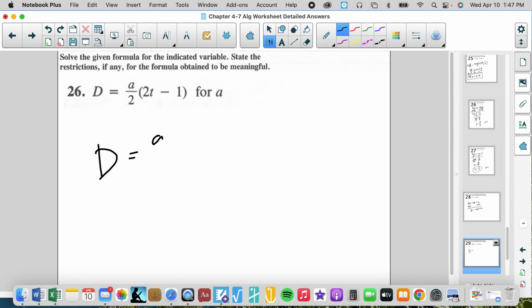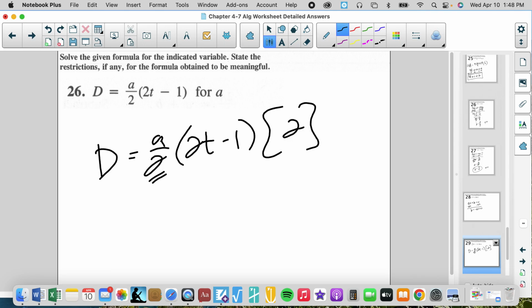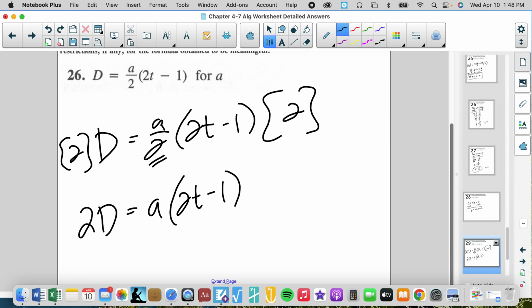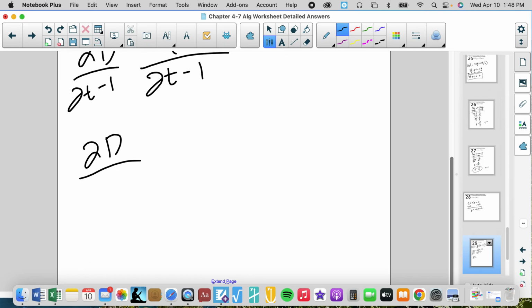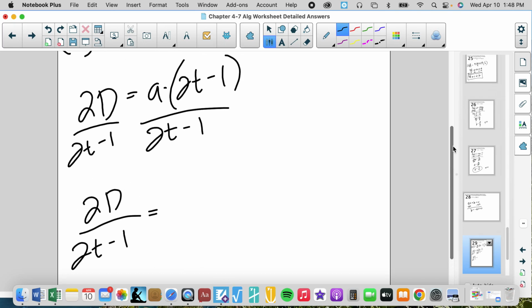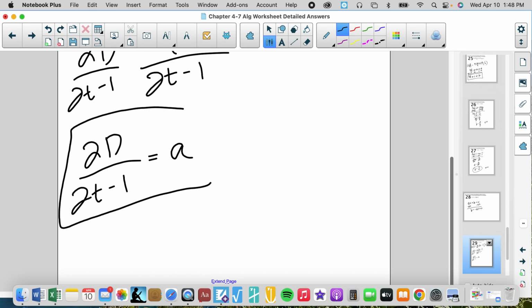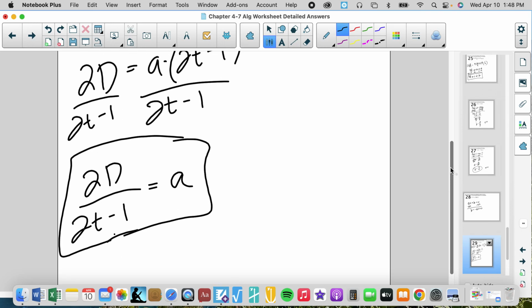Okay, d equals a over 2 times the quantity 2t minus 1. We're not going to distribute. We're going to isolate a, so we're going to get rid of that 2 in the denominator by multiplying by 2. That's 2d equals a times the quantity 2t minus 1. Now we're trying to get a, and it's being multiplied by this quantity, holding it all together. So we'll divide by 2t minus 1. 2d over 2t minus 1 equals a. We cannot cancel the 2's because that's a binomial. So we can't cancel those 2's.